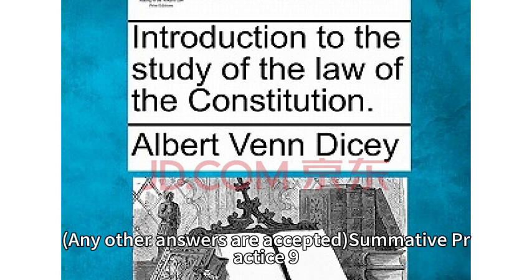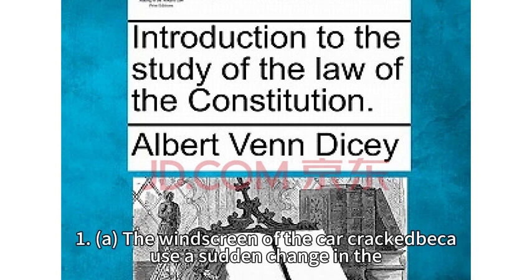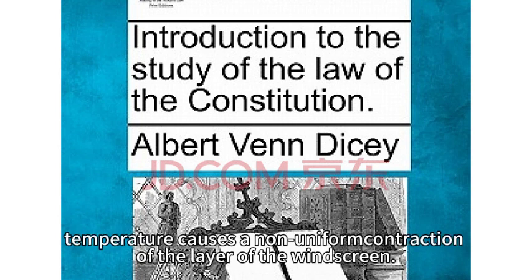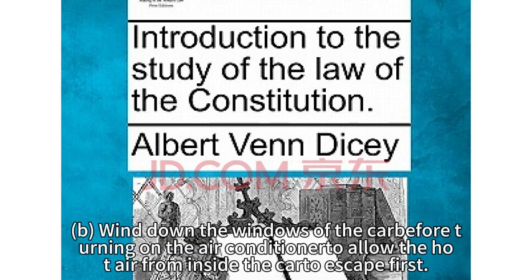Summative practice 9. 1. A. The windscreen of the car cracked because a sudden change in the temperature causes a non-uniform contraction of the layer of the windscreen. B. Wind down the windows of the car before turning on the air conditioner to allow the hot air from inside the car to escape first.